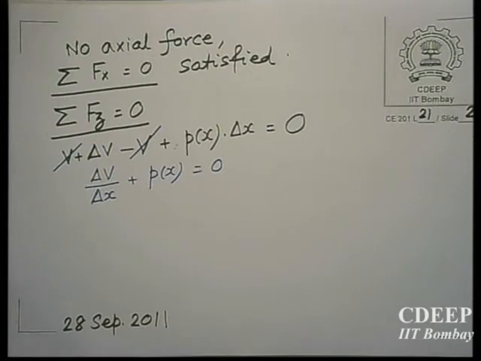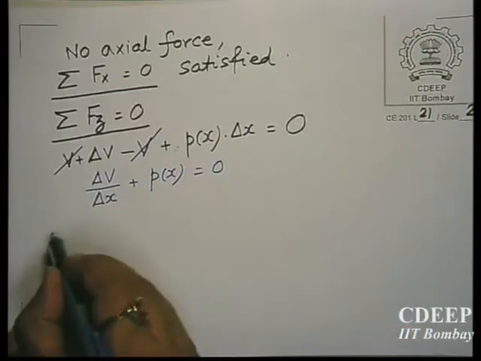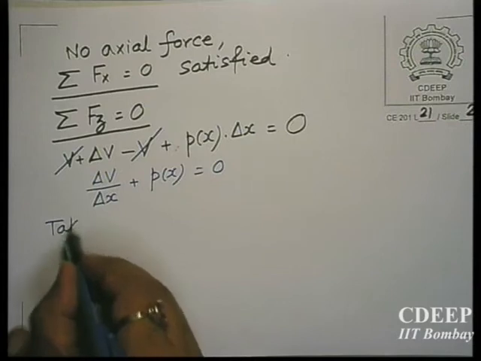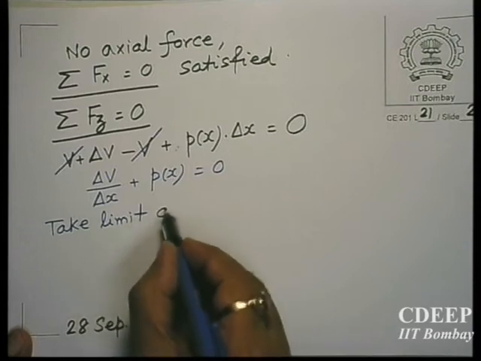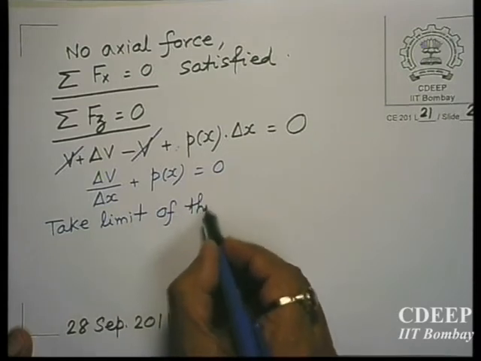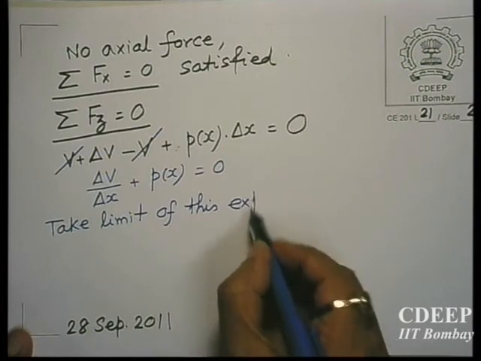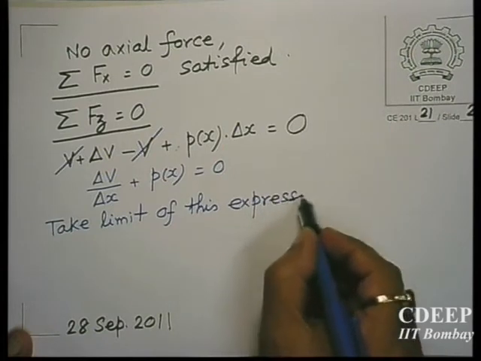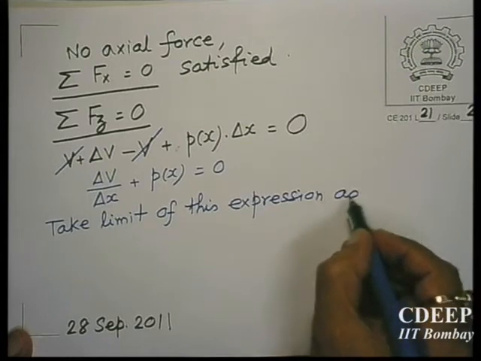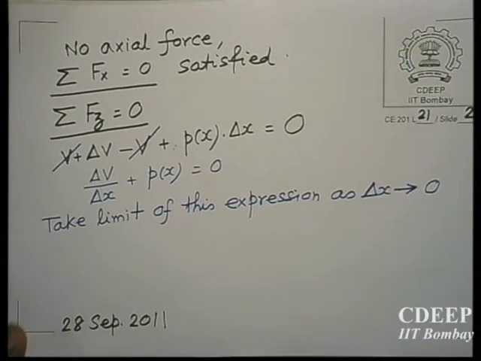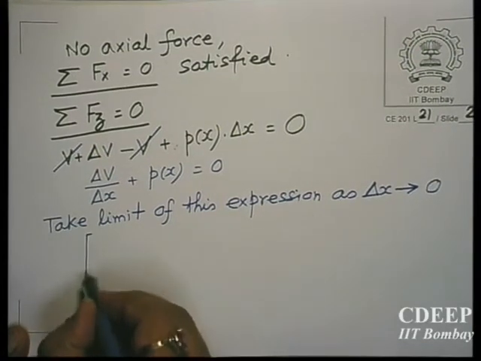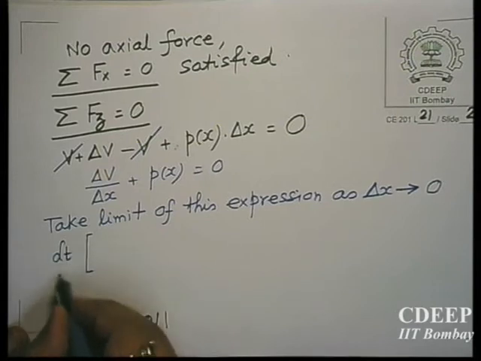So, this will give us some differential equation. So, let us take the limit of this expression as delta x tends to 0. I think we all know how to find out limit. We have learnt limit, and here we are making use of the concept of limit.